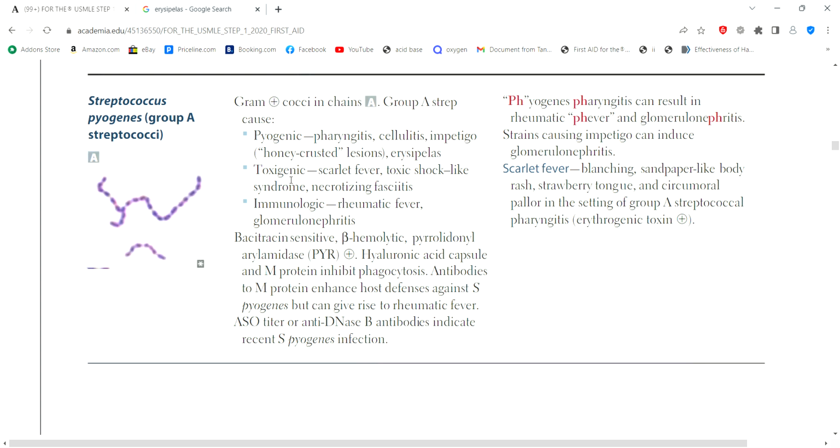Next we have bacitracin sensitive. Bacitracin kills strep pyogenes. It is also beta hemolytic. It is PYR positive. And then the hyaluronic acid capsule and M protein inhibit phagocytosis.